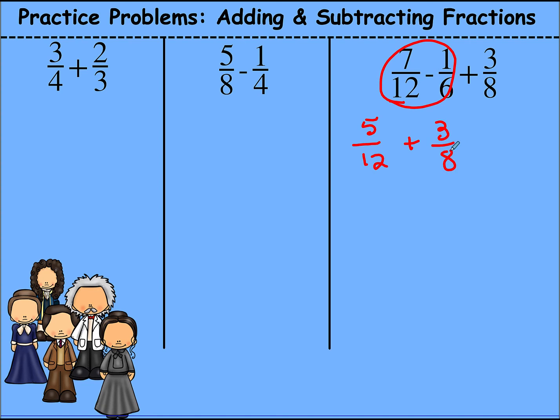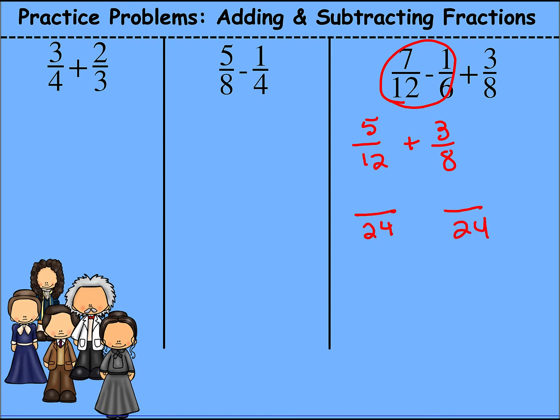Now I'm going to go ahead and find the least common denominator for 8 and 12. Okay, since 8 does not go into 12, because 8 times 1 is 8, 8 times 2 is 16, I would go ahead and list 16, 24, and having done this before, we know that 24 is the least common multiple. So our denominators need to be 24. So now we're ready to go.